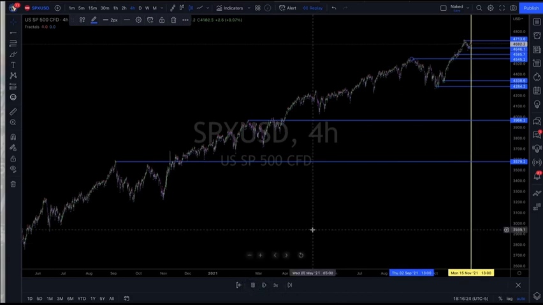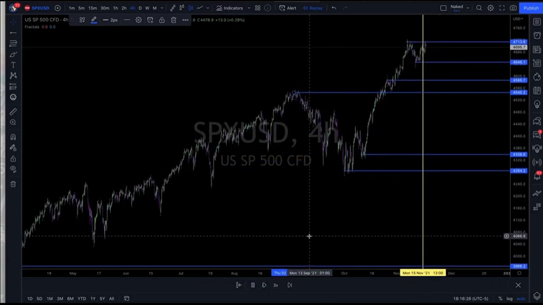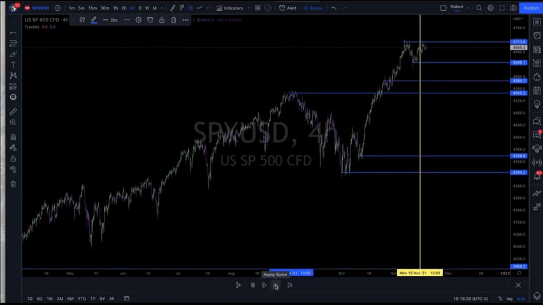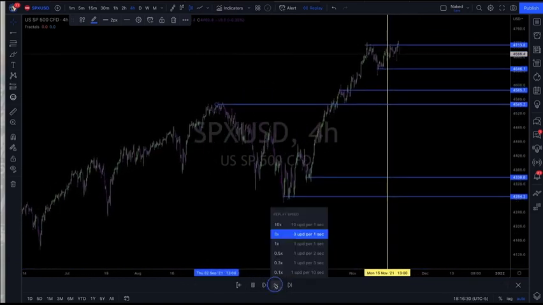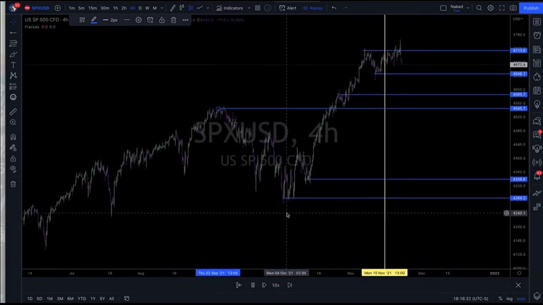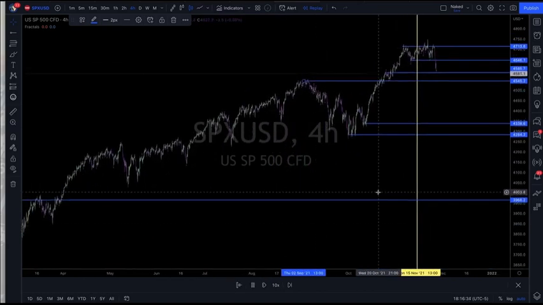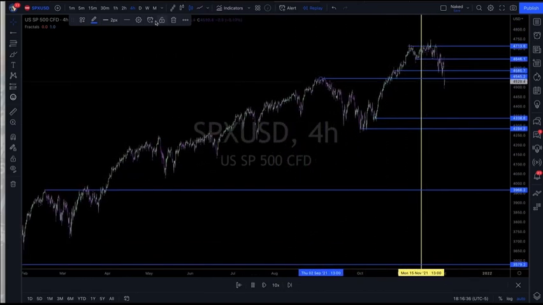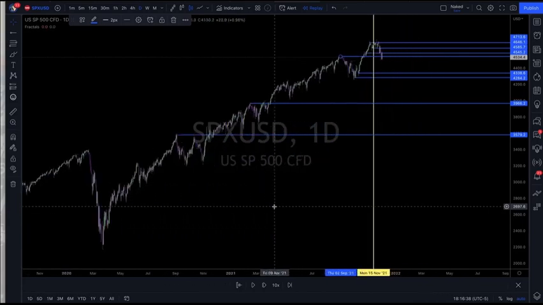So I'm going to press play. We're at 3 times speed currently. I'm going to speed it up a little bit because this is a long way to go. 10 times so we can see how these areas are respected. Really just paying attention. I'm going to go to the day chart and zoom in a bit.